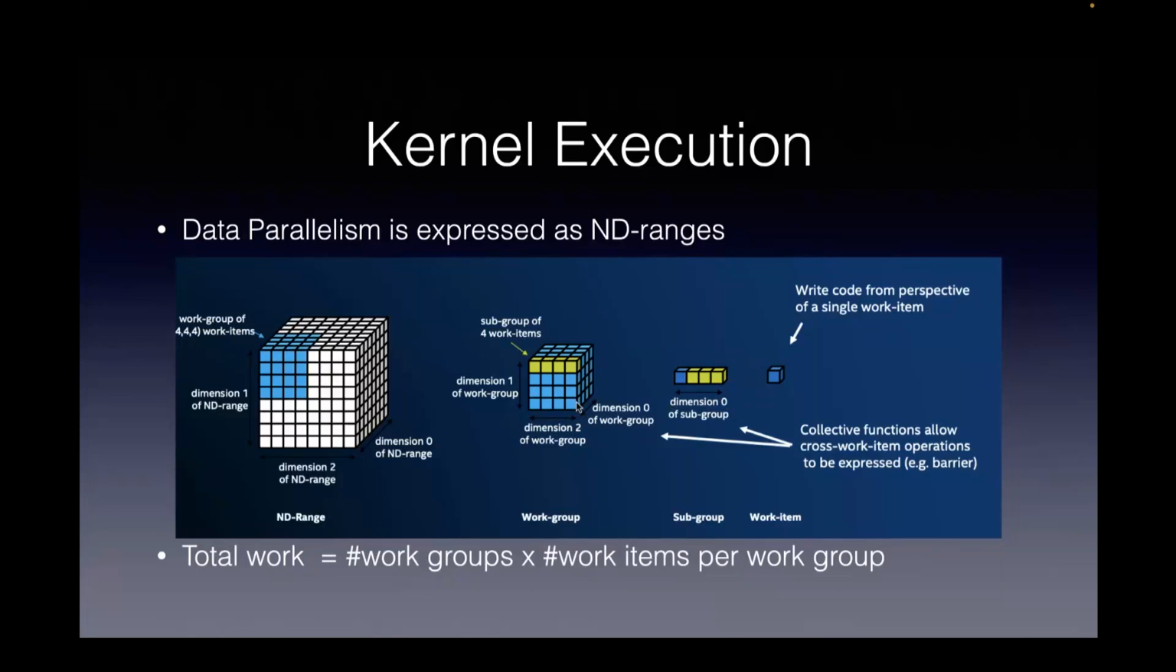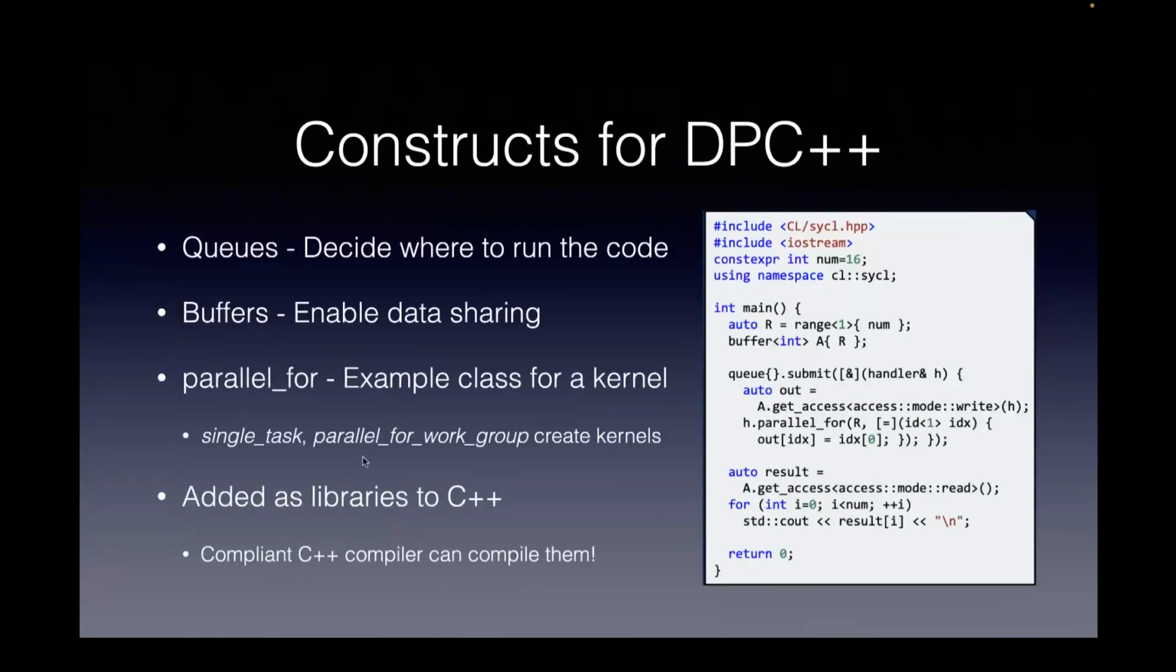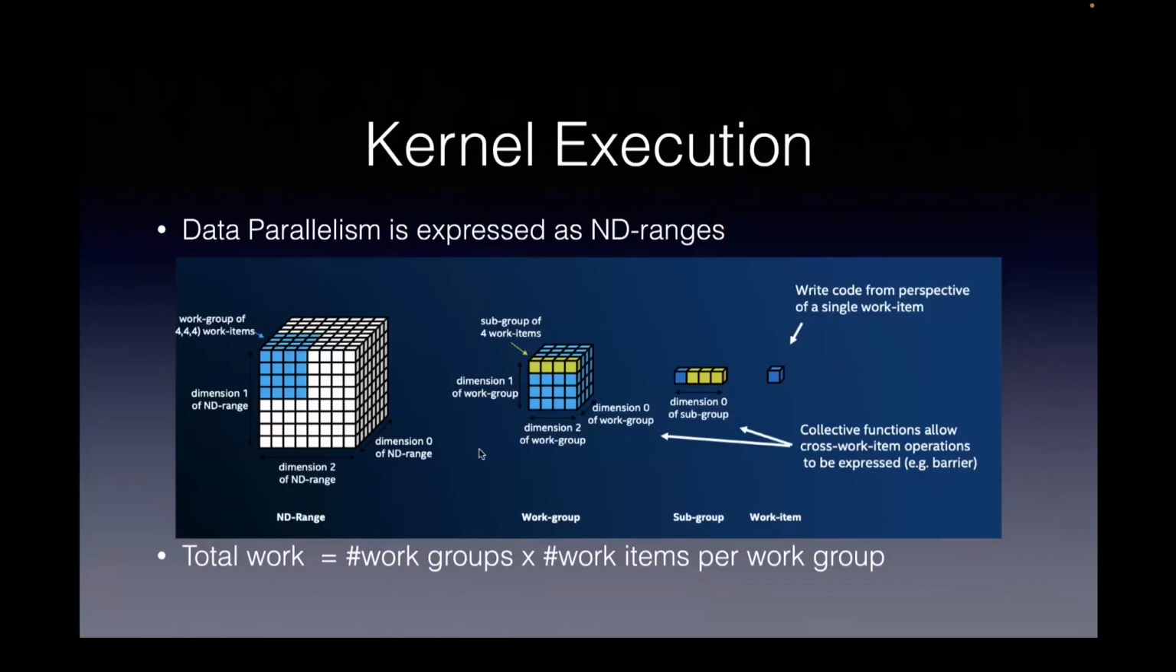The parallel for that I spoke about in the previous slide, the parallel for work group, actually creates parallel fors for each work group. Not for the subgroup, but at a work group level. And your regular parallel for creates parallels in the entire ND range.